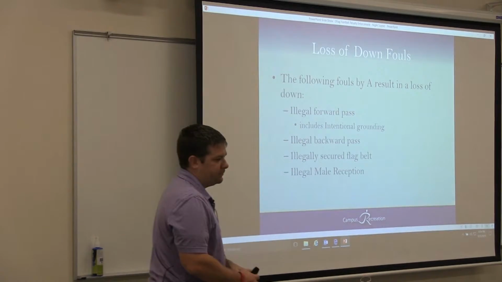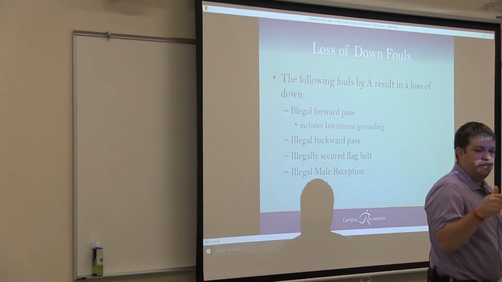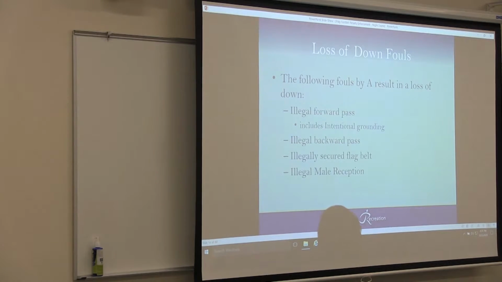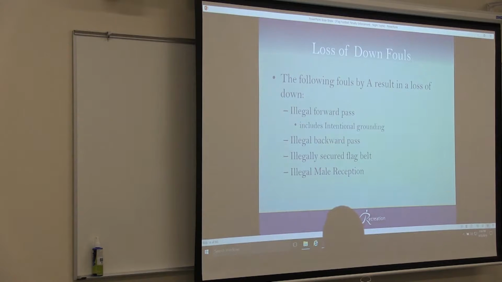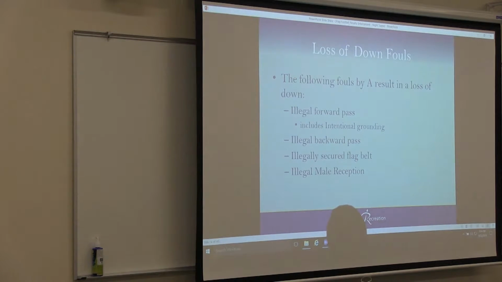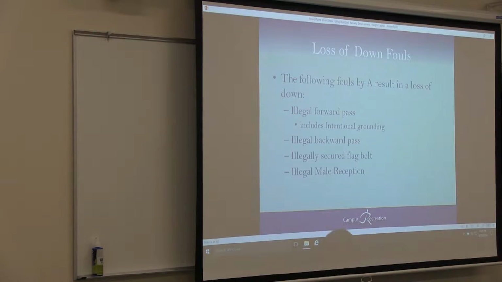Loss of down, illegal forward pass. And this is a spot foul. Why do we say this is a spot foul? Because up to that point you didn't do anything wrong. You haven't done anything wrong.